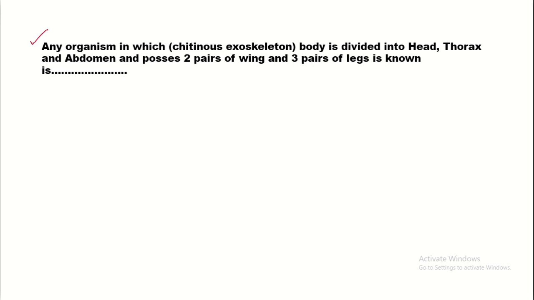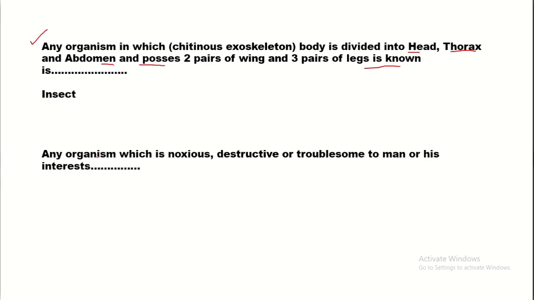Any organism in which the body is divided into head, thorax, and abdomen and possesses two pairs of wings and three pairs of legs is known as an insect. Any organism which is noxious, destructive, or troublesome to man or his interest is known as a pest.